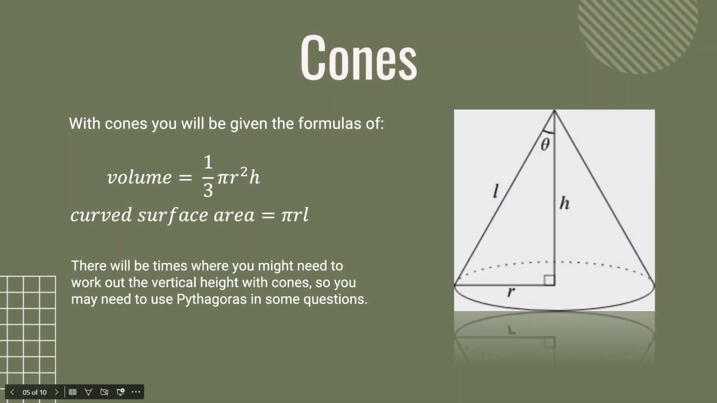Now, with cones, you'll be given the formulas of volume equals 1/3 pi r squared times h and the curved surface area of pi r l. There will be times where you might need to work out the vertical height of cones, so you may need to use Pythagoras in some questions, because as you can see by the diagram here, r, h and the slant height l make a triangle.